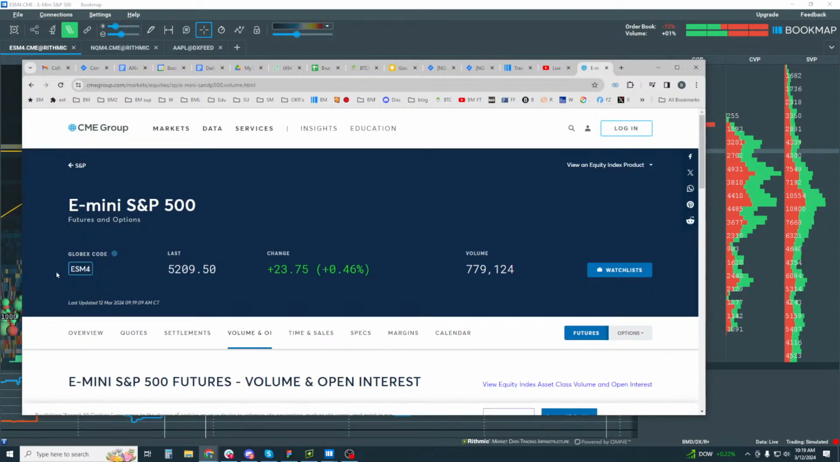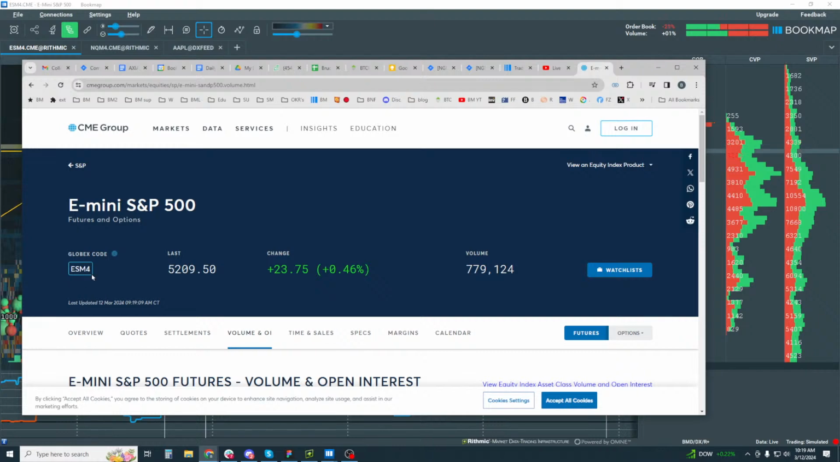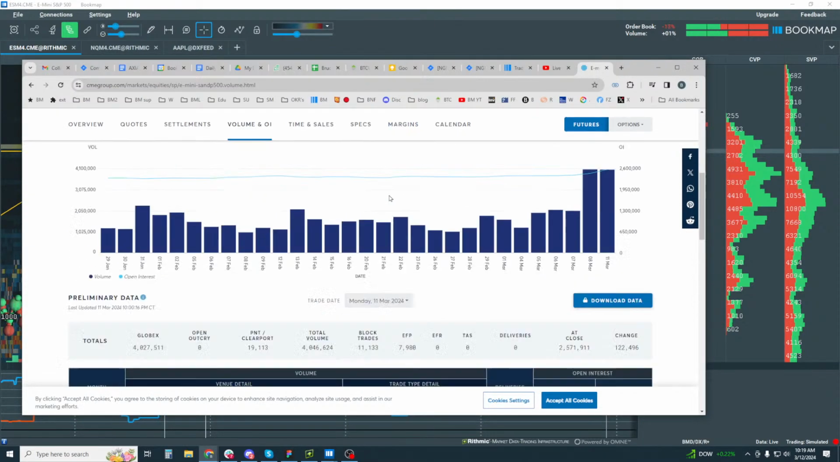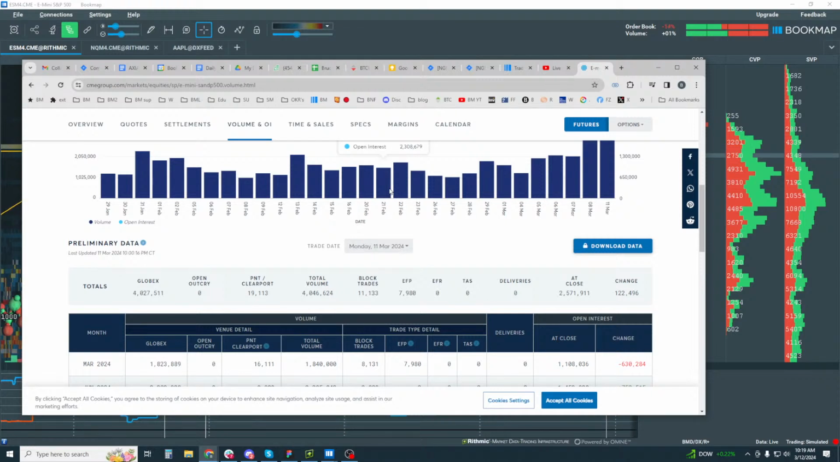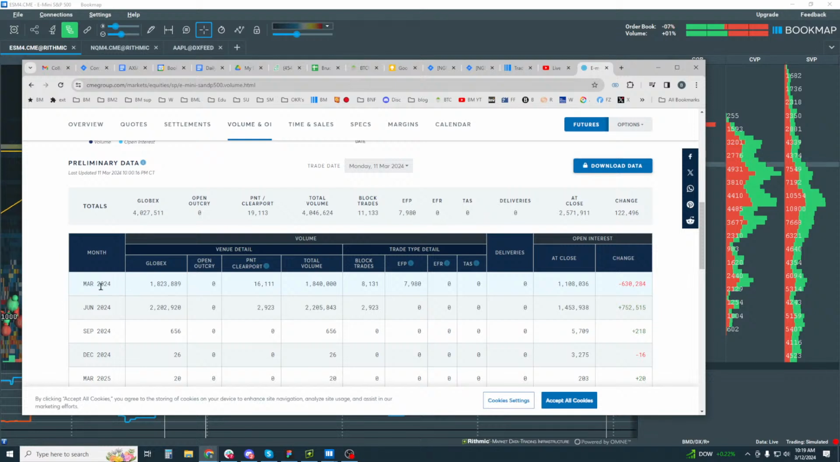Let's click on that. You can see that they've considered it rolled over here to the M contract. Yesterday it was the H. Let's just scroll down and get into the details, because the details really matter. Here's the March contract. This is the Globex volume. This is the total volume here. So we can see 1.8 million. It has rolled to 2.2 million for the June contract now. So the volume has rolled quite obviously here.